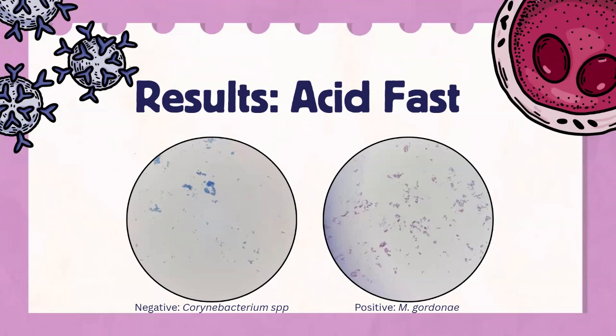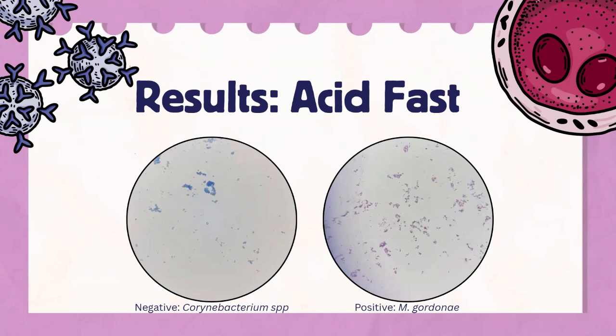For the acid-fast staining, we had our negative, which was Corynebacterium spp, and the positive M. gordonae. For the acid-fast staining, we should have seen the positive appear as bright red or fuchsia rods, which we can see, the bright red color and the shape somewhat. And the non-acid-fast bacteria would appear blue, because they were decolorized by the acid alcohol and will take up the methylene blue counterstain. And the positive would retain that carbol fuchsin stain due to that waxy, lipid-rich cell wall.